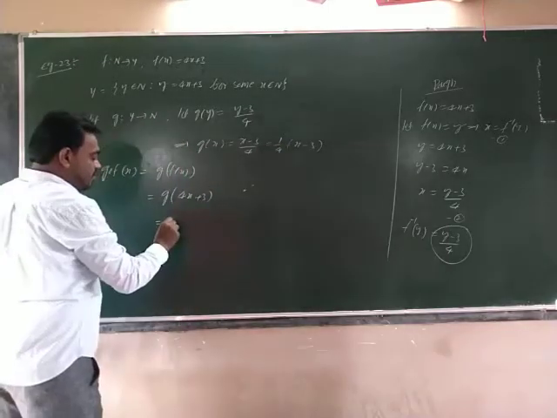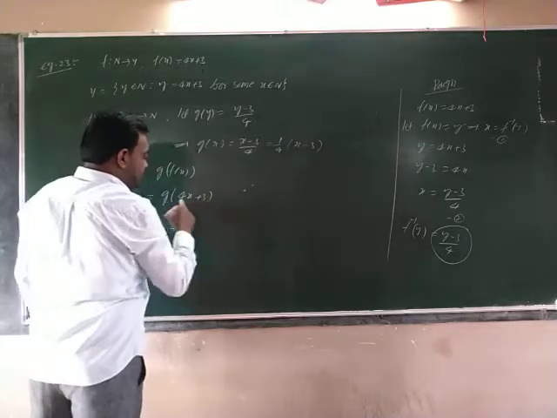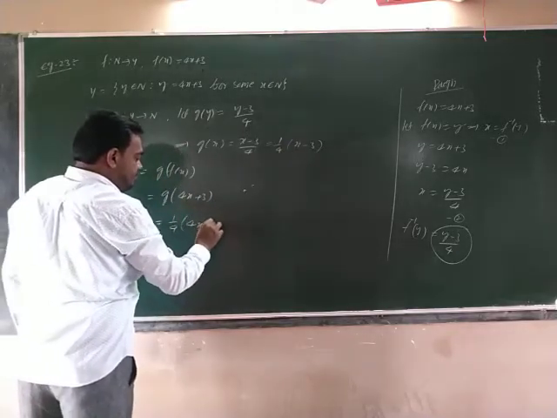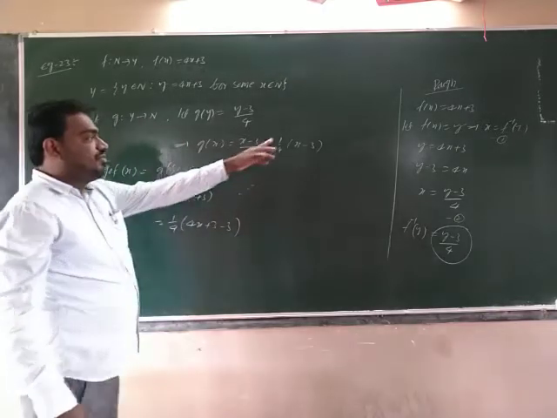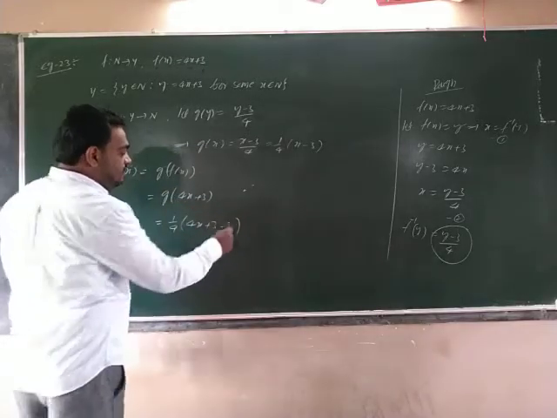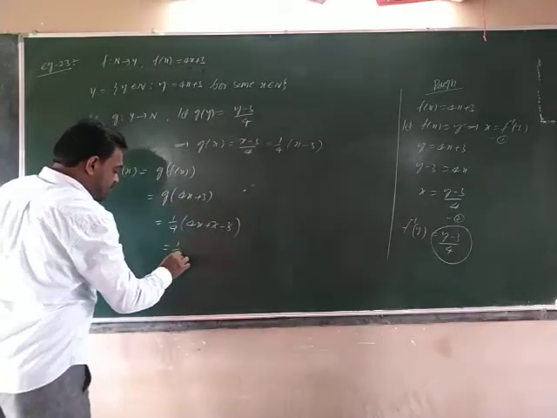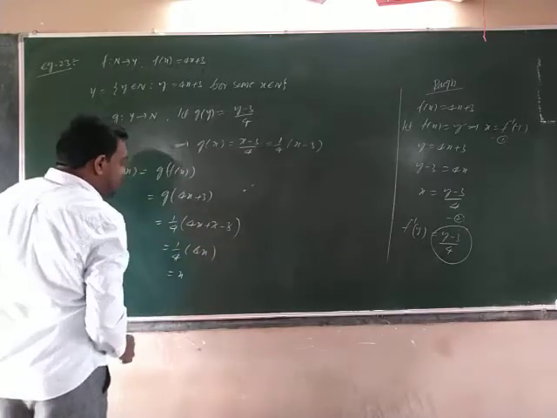So what are we getting? 1 by 4 into, in place of x, 4x plus 3, and then minus 3 is understood. 1 by 4 into (4x plus 3 minus 3). Now the 3 gets cancelled: 1 by 4 into 4x. Here 4 gets cancelled. This is equal to x.